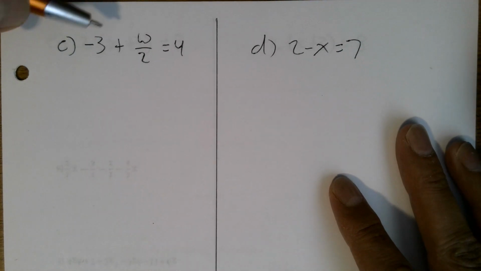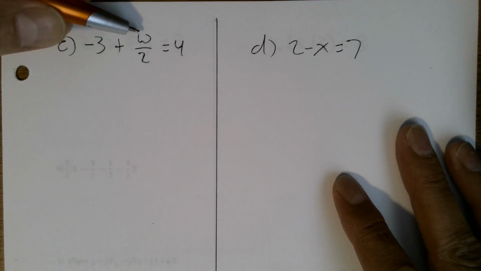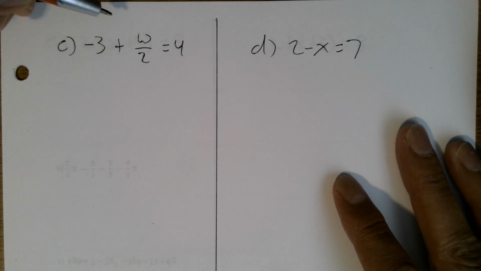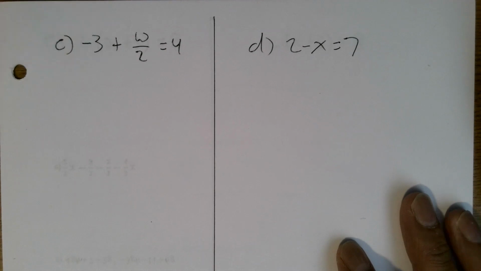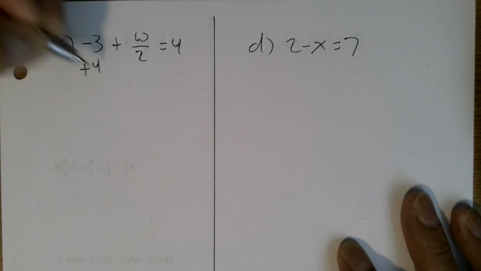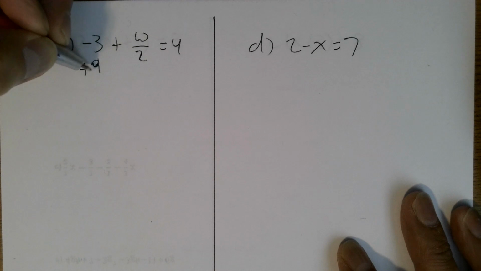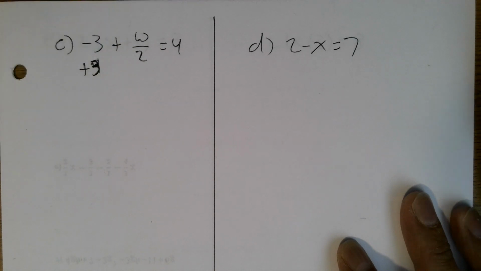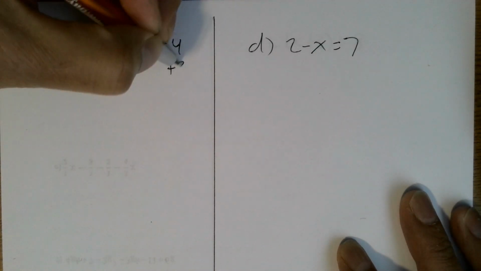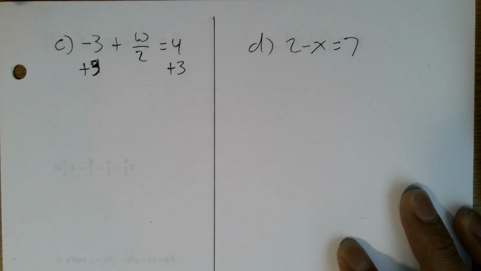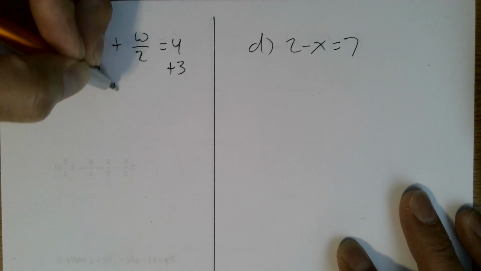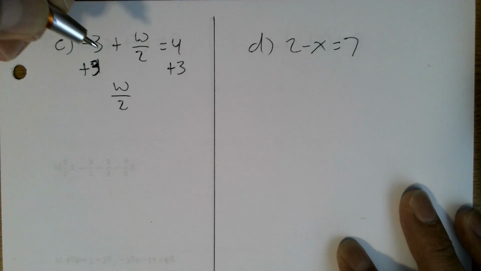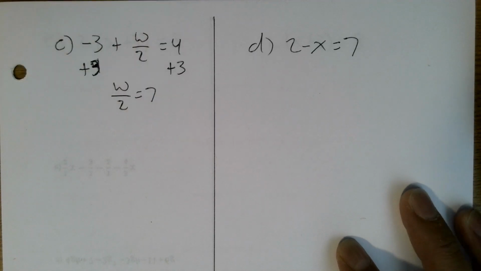Okay, here we go. This time we've got negative 3 plus the thing with our w, and we've got w divided by 2. So I want to deal with the negative 3 first. Negative 3 plus 3 equals 0. So I'm going to add 3 to both sides. Negative 3 plus 3, sorry, that is a 3. It's a little ugly and beat up. So I'm going to have 0 plus w over 2. It's just w over 2 equals 7.